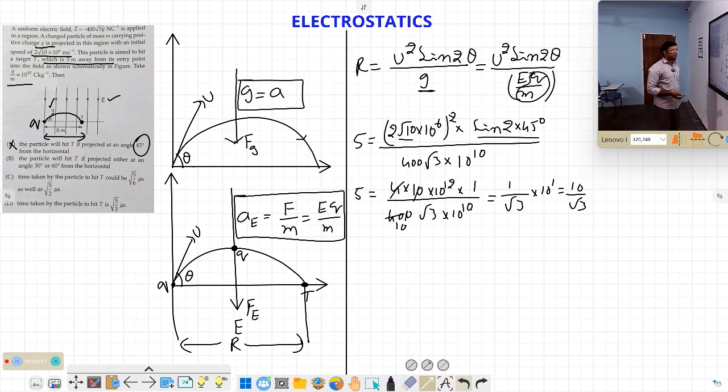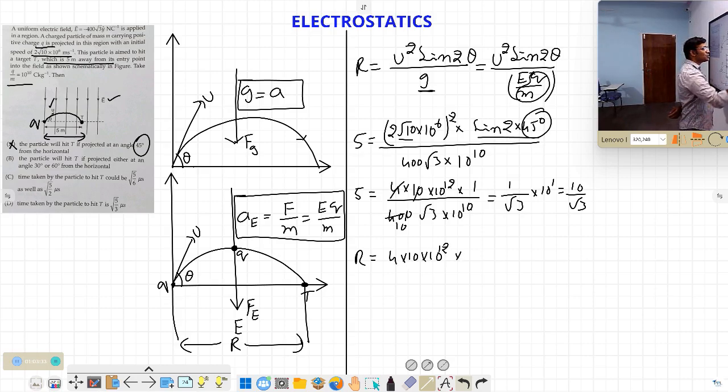Go to the second option, 30 degrees. Substitute 30 in the place of theta. If you put theta as 30, how much range are you going to get? That is nothing but 4 into 10 power 12 into sine 2 into 30. 2 into 30 means 60. How much is the sine 60 value? That is nothing but root 3 by 2, into, in the denominator, the E value, that is 400 root 3 into 10 power 10.